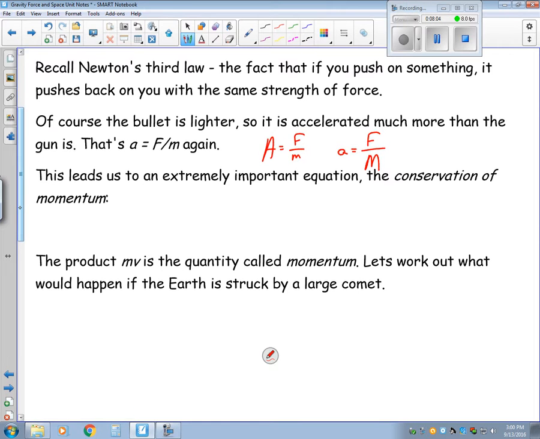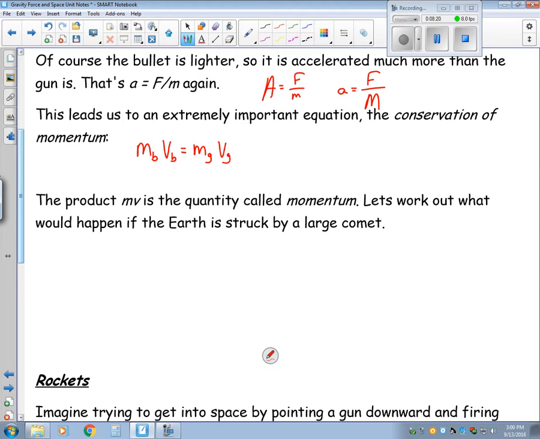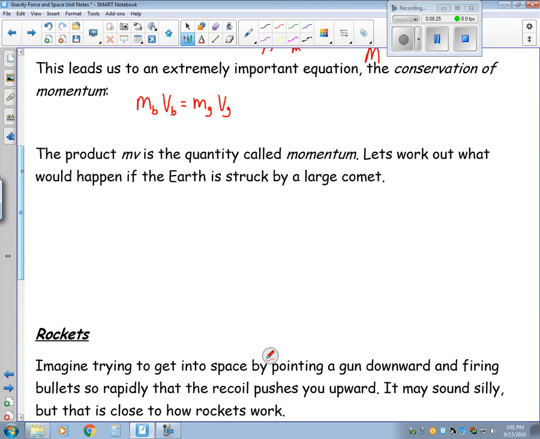And this leads us to conservation of momentum. The mass of the bullet times the velocity of the bullet must equal the mass of the gun times the velocity of the gun. That product, mass times velocity, is what we call momentum. So what would happen if the Earth is struck by a very large comet? Well, we would have the mass of the Earth times the velocity of the Earth equaling the mass of the comet times the velocity of the comet.